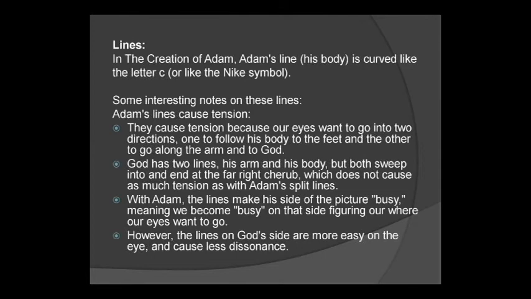There are some interesting notes on these lines. Adam's line causes tension. First, they cause tension because our eyes want to go in two directions. One to follow his body to the feet and the other to go along the arm and to God. Second, God has two lines, his arm and his body, but both sweep into an end at the far right cherub, which does not cause as much tension as with Adam's split lines.